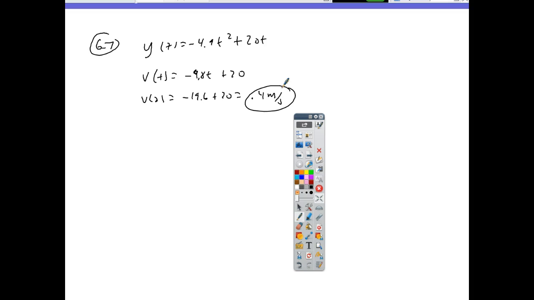Negative 9.8 t plus 20. So this is the answer to the second one. Yes. Right? All right. And now for something completely different. I'd like you to try, let's say I throw a rock up in the air, since velocity can be modeled as negative 9.8 t plus 20. What would be its displacement 2 seconds later?